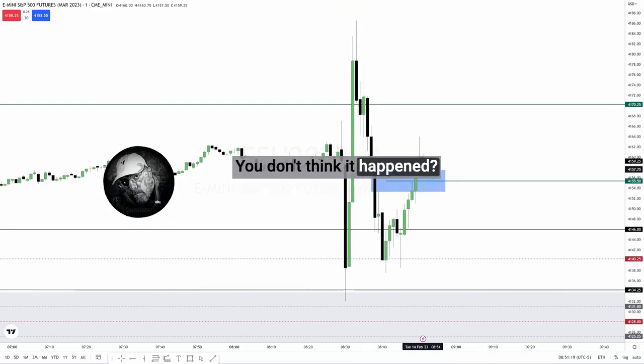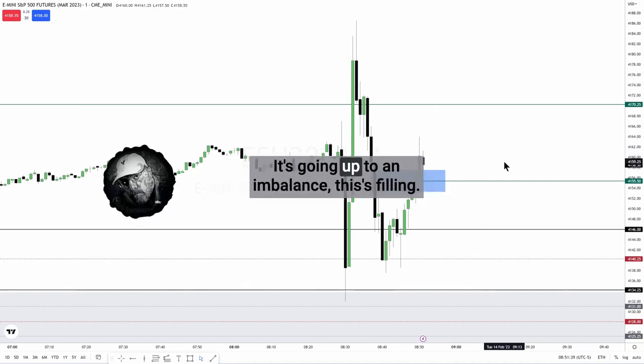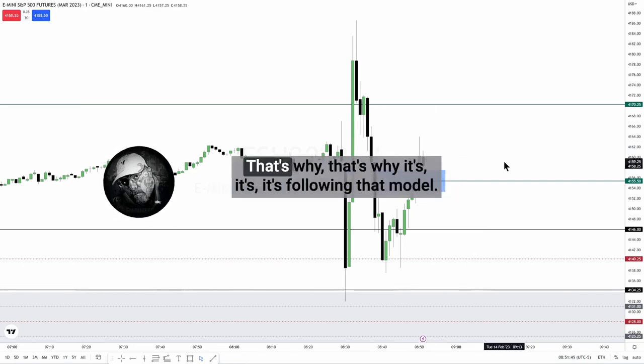You don't think it happened? Look at your chart. Why do you think I've been buying? Why have I been talking about it reaching for relative equal highs? It's going up to an imbalance. This is a sell-side imbalance, buy-side inefficiency, SIBI. It's filling. That's why it's following that model.